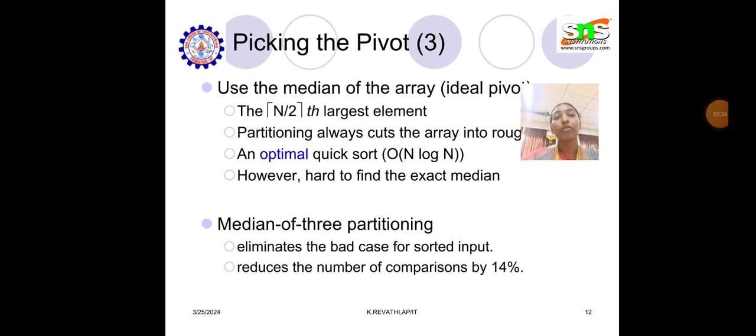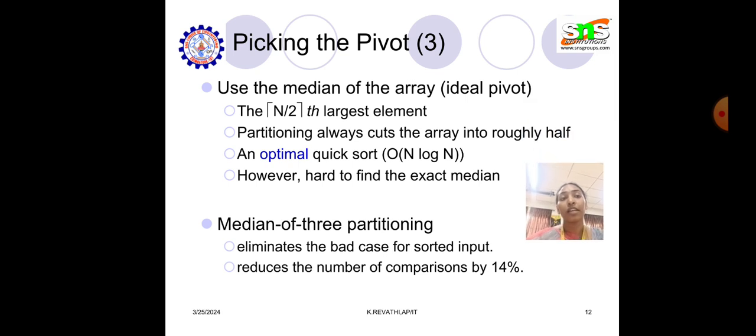Then picking the pivot element, strategy 3: use the median of the array. The ideal pivot is the n by 2th largest element. Partitioning always cuts the array into roughly half, giving an optimal quicksort of big O of n log n. However, it is hard to find the exact median.